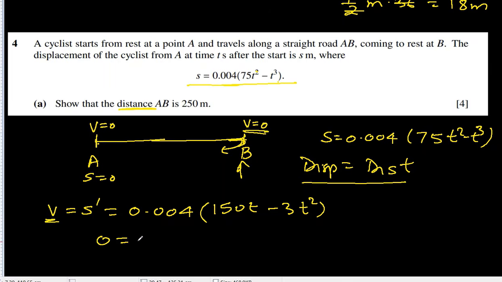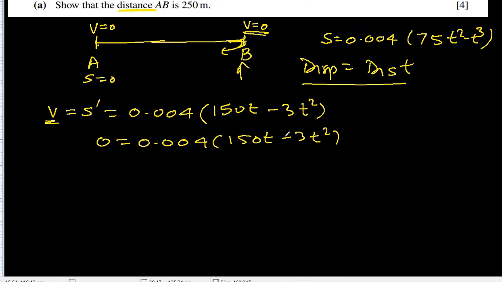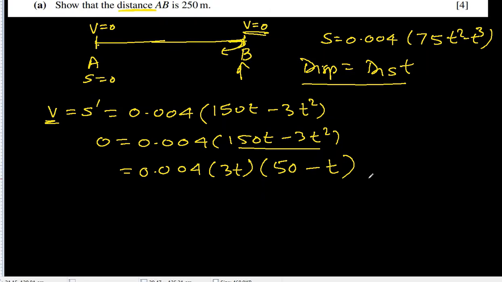Alright, so at the turning point when velocity is 0, we'll have to make it equal to 0. So 0 equals 0.004 times (150t minus 3t square). We can further factor this part also. So we can write 0.004 times 3t, and here we are left with just 50 minus t. That's it. And why did I factor? I wanted to get the values of t when it is 0.